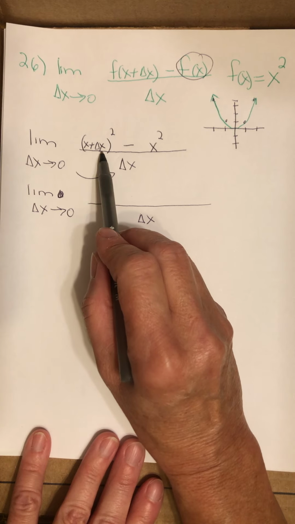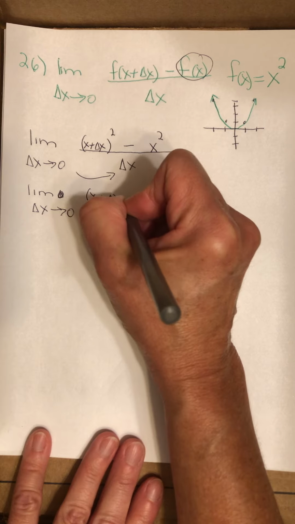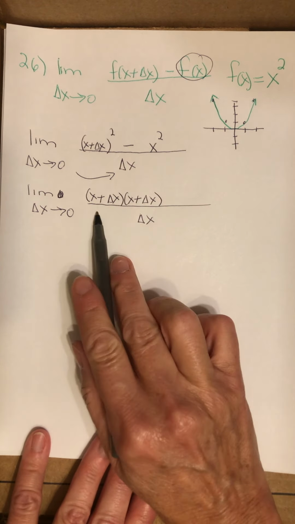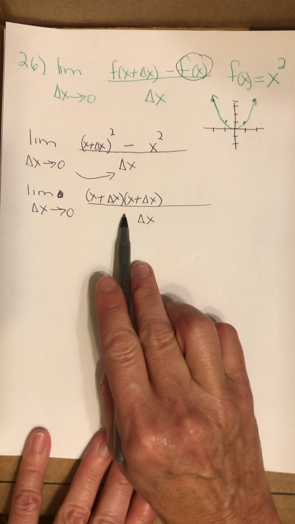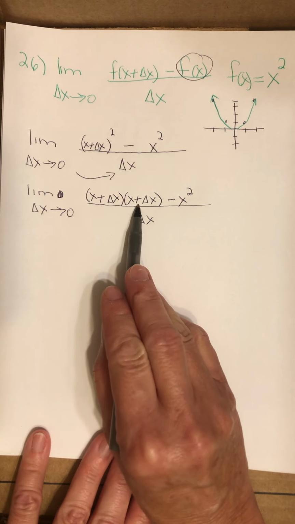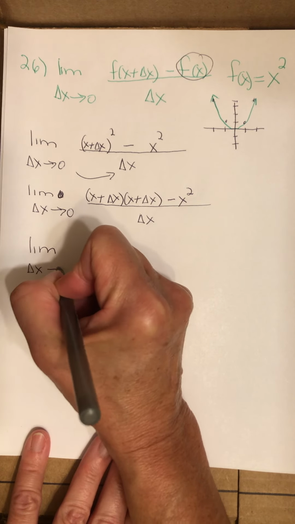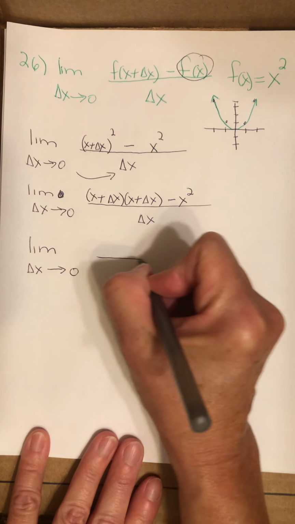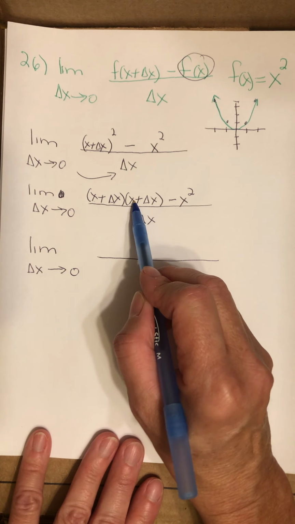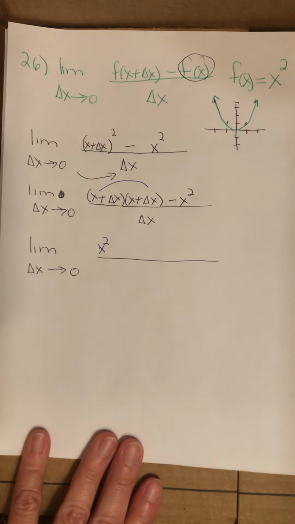Now, notice (x + Δx)², I am going to write out in this way. Notice this is still (x + Δx)², because I am going to do first, outer, inner, last very carefully here so I get my terms correct. Okay, here we go. I'm going to do that in blue. First is x squared. On the outside, I have x times Δx.